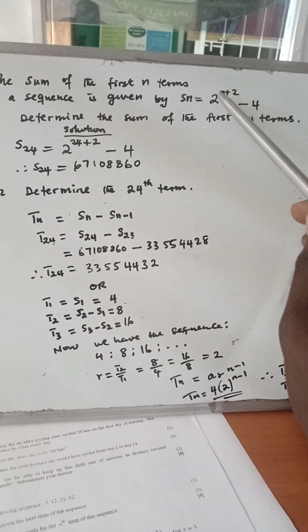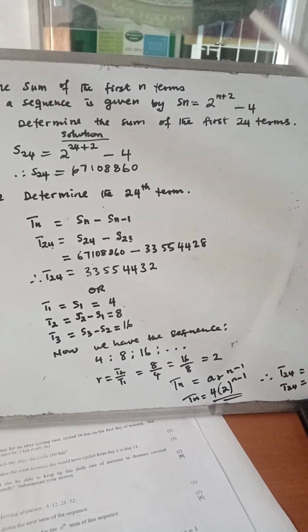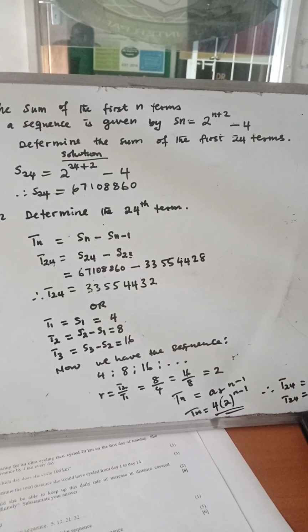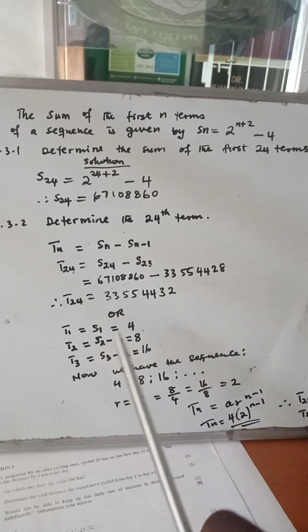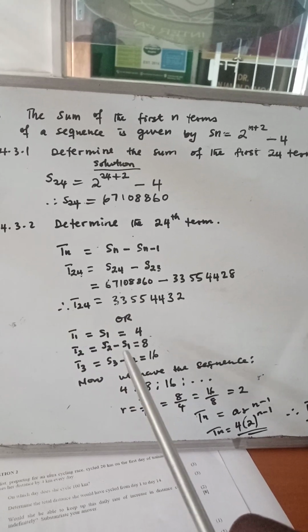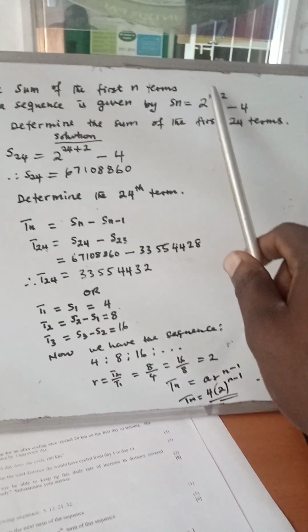So if I say 2 to the power 1 plus 2, it gives me 2 to the power 3, which is 8, and 8 minus 4 is 4. So my term 1 is the same as the sum of the first term, 4. Term 2, I need to substitute 2 into the formula.